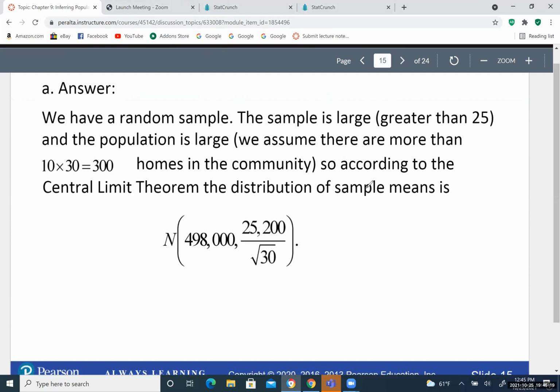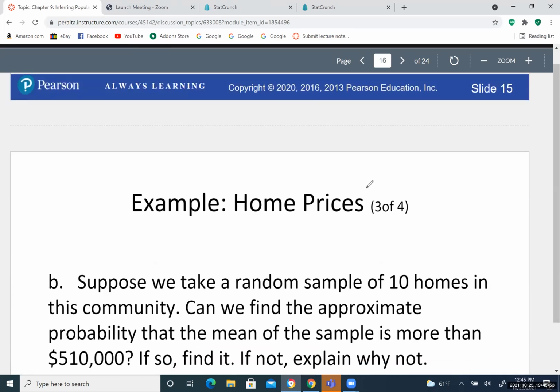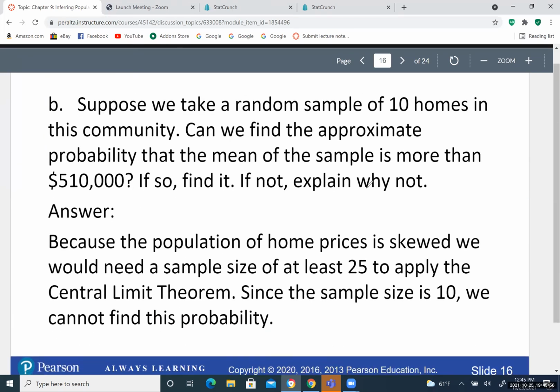So we quickly check the central limit theorem. We have a random sample, right? The sample is large, the sample size is greater than 25. And the population is large. We assume there are more than 300, taking the sample size 30 times 10. So we have met the central limit theorem, and we have this distribution is normal. We've got this notation. And we are doing it similar to the previous example.